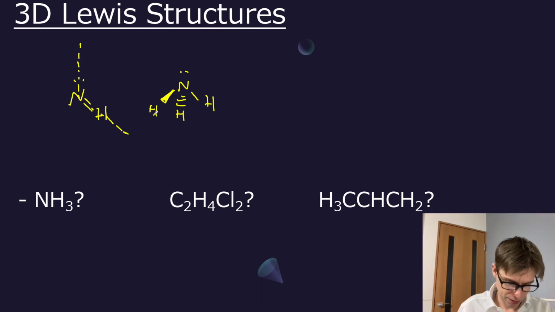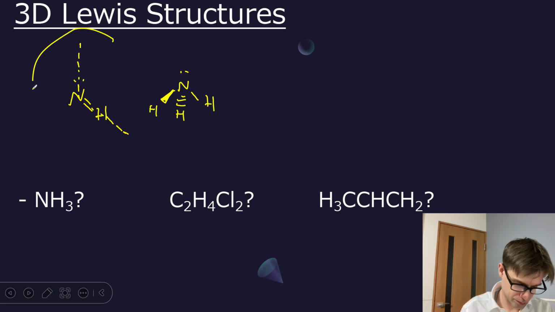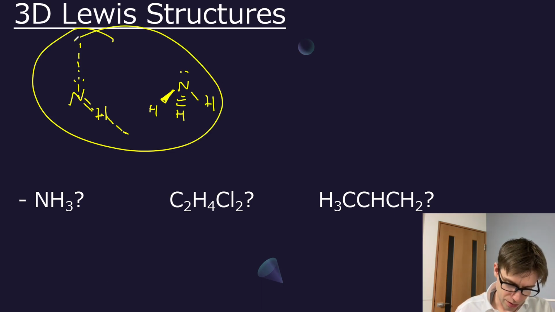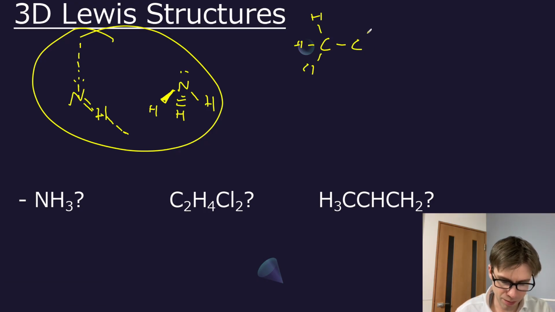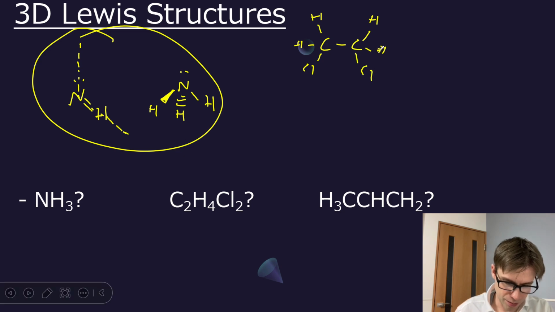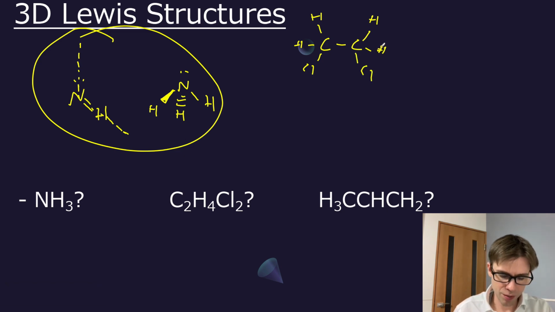Alright, what else? C2H4Cl2. So normally, we can draw this like this, right? It doesn't really matter where we put these two chlorines, it's not clearly defined. But now we know that these carbons are not flat on the page, they are tetrahedral, they've got 4 bonds, AB4. So we need a better way to represent this.